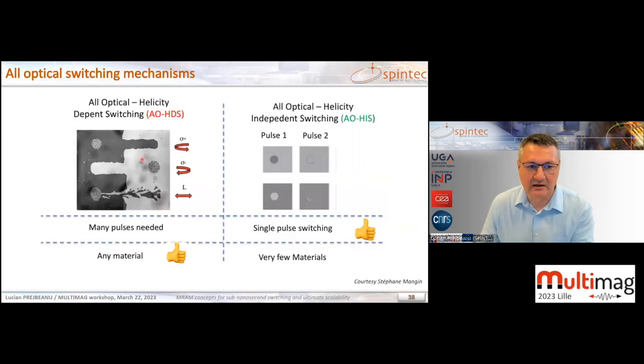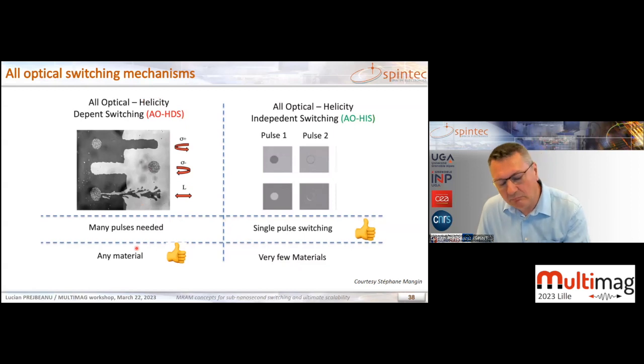So this all optical switching mechanism can be either depending on the helicity of the laser or independent. So far, the results in the literature are saying that the helicity independent all optical switching is single pulse. So this is good for technological implementation, but only very few materials are available for that. It would be nice to combine with helicity dependent, but so far only switching with many pulses has been done.